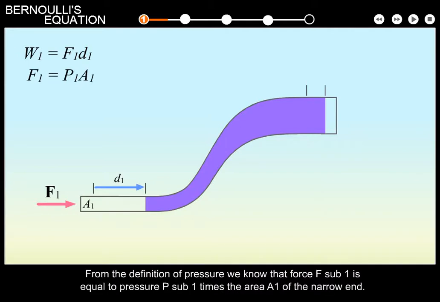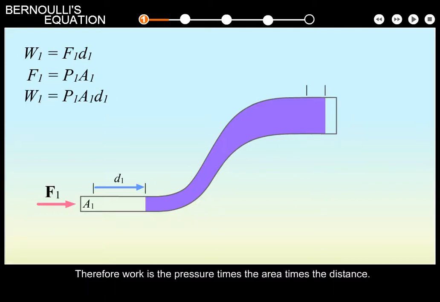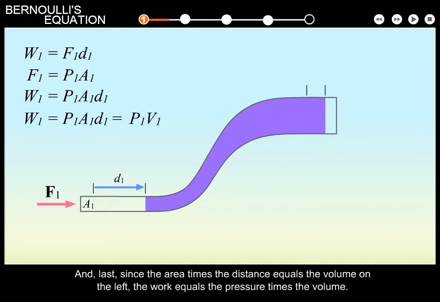From the definition of pressure, we know that force F sub 1 is equal to pressure P sub 1 times the area A sub 1 of the narrow end. Therefore, work is the pressure times the area times the distance. And, last, since the area times the distance equals the volume on the left, the work equals the pressure times the volume.